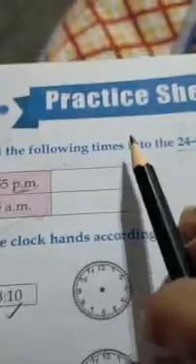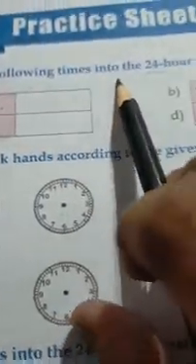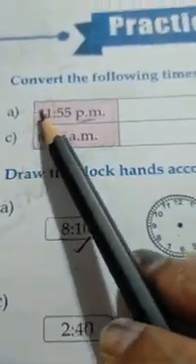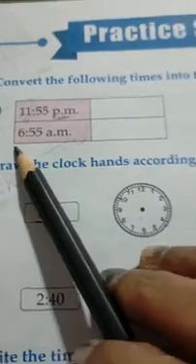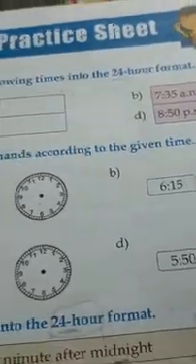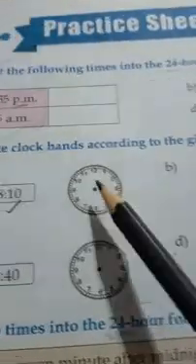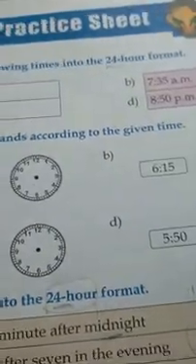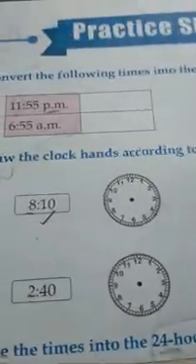Yes students, in the practice sheet of time, the first sum says convert the following times into the 24-hour format. The time given to us is according to the 12-hour format. We have to convert this time into the 24-hour format. Yes students, see how we will do this.